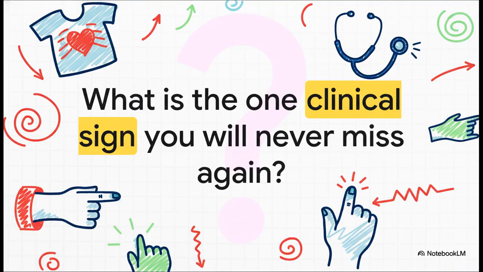So as we wrap up, just think about everything we've covered, from the 4Ds at the doorway to timing a murmur with the carotid pulse. What is the one clinical sign or technique from all of this that has really stuck with you? The one thing where you thought, I'm never going to miss that again. Hold on to that thought, because that's how you really start to master this exam.